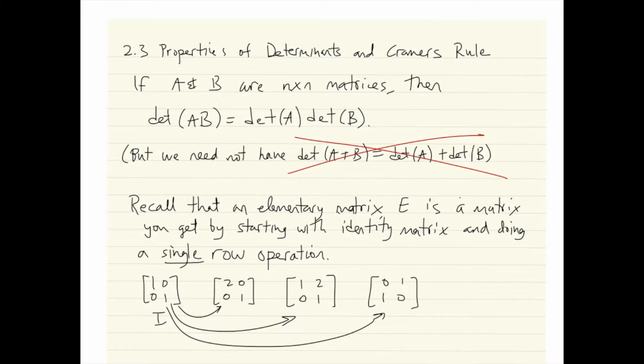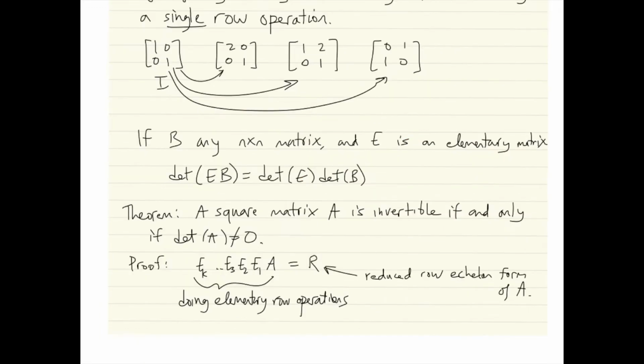And the point of these elementary matrices is that when you multiply any matrix on the left by a particular elementary matrix, the result is the same as applying the corresponding elementary row operation to the matrix you're multiplying. So if we start with a matrix B and multiply it on the left with the associated elementary matrix E, what we'll get is the result of applying the elementary row operation that gave rise to E, applying that to B.